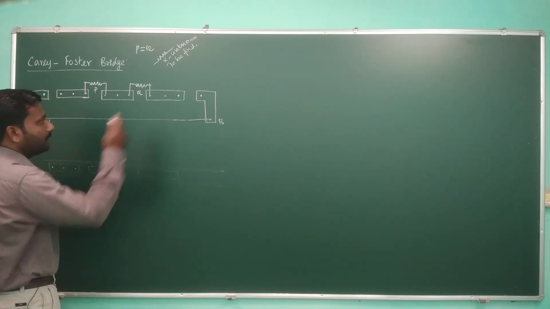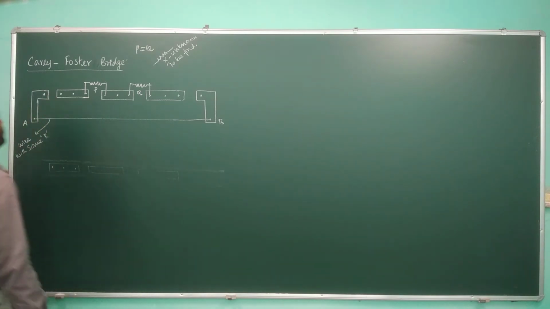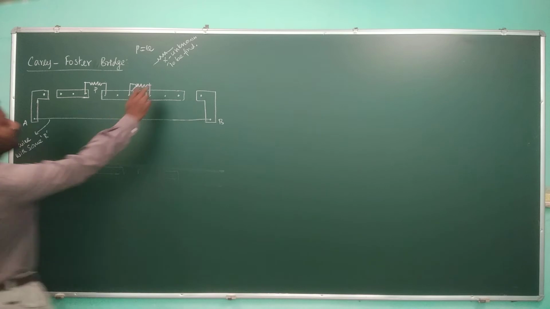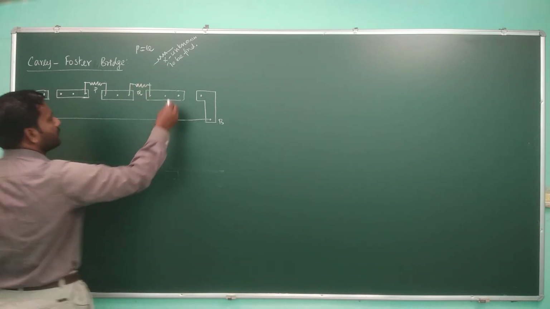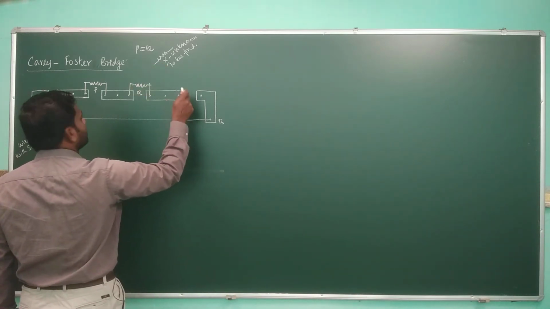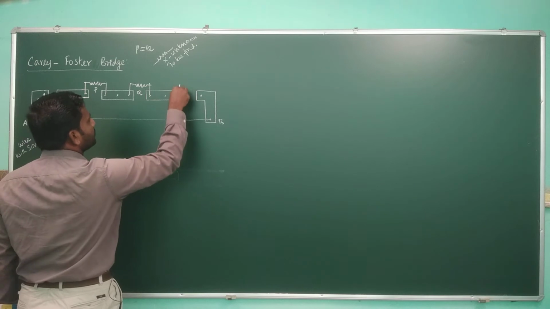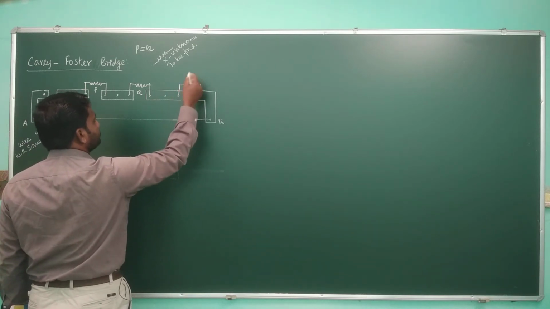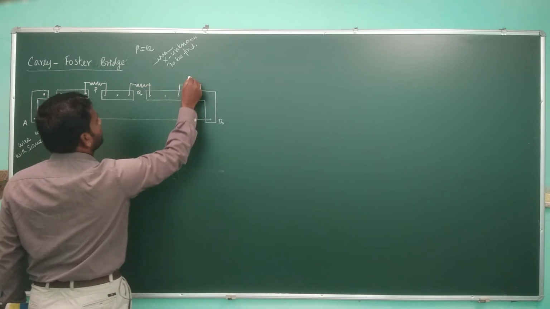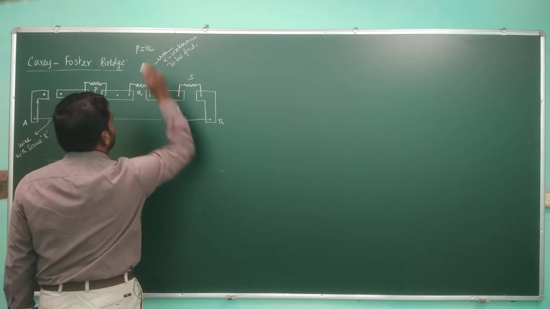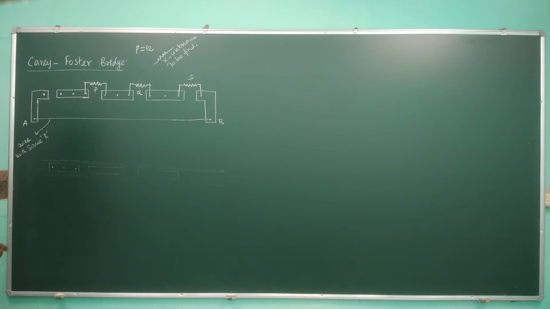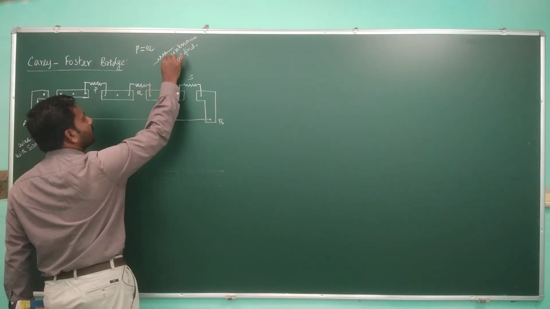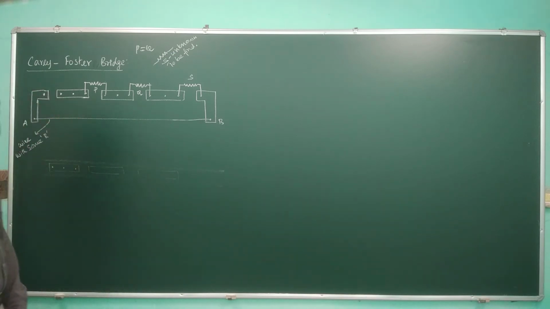Well, let me complete the drawing of the bridge. So what we have to do: there is an unknown resistance. Go to the right end of the gap. There you connect this. Which one? Let's say S for simplicity, in place of X. S is an unknown resistance.